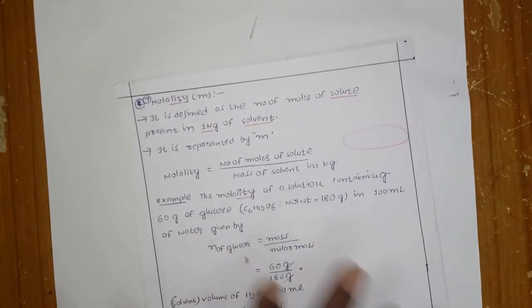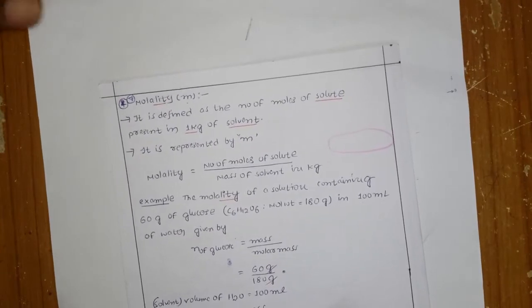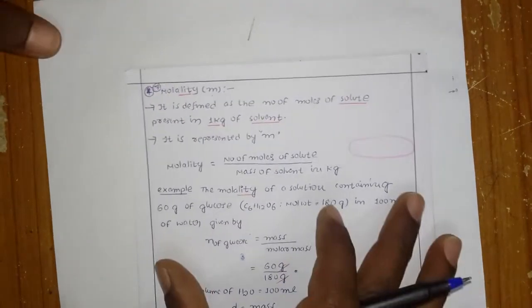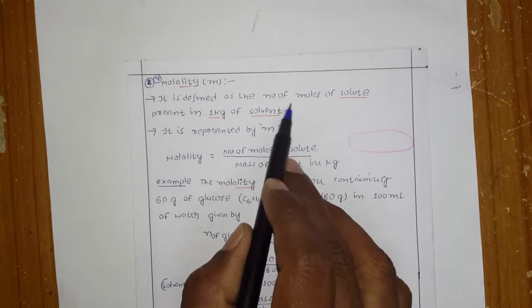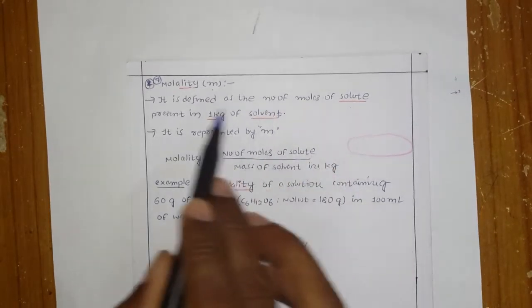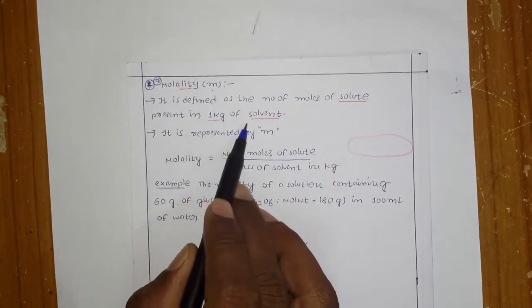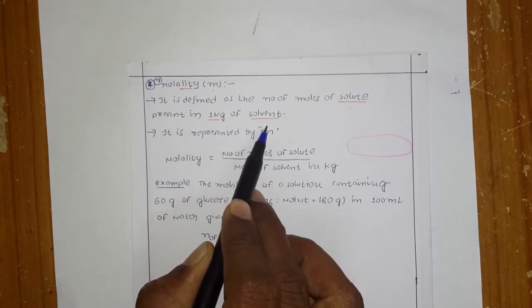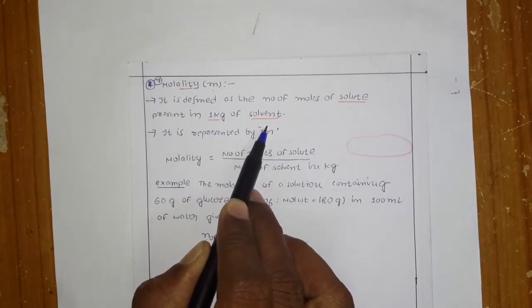The definition is very similar to molarity. It is defined as the number of moles of solute present in 1 kg of solvent, whereas in molarity it is in 1 liter of solution. Here it is solvent and kg, there it is solution and liter. This difference is very important.